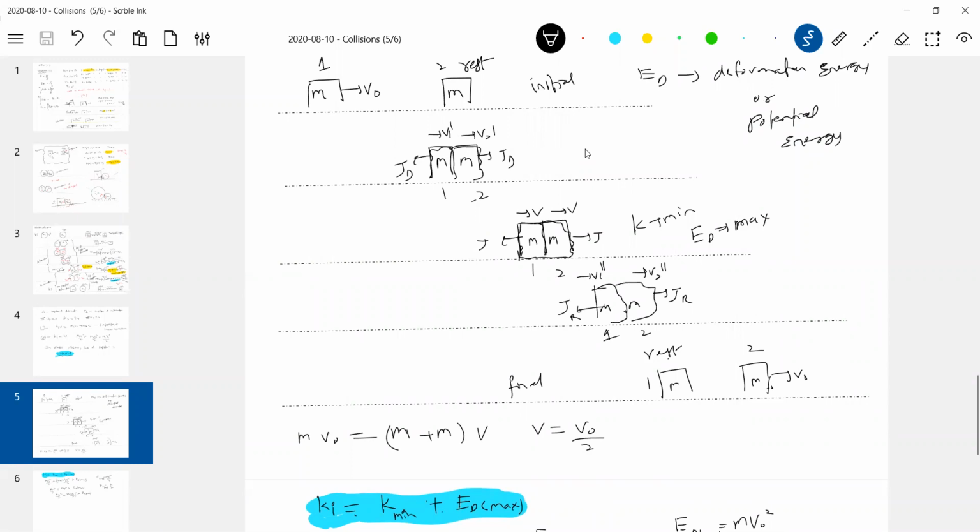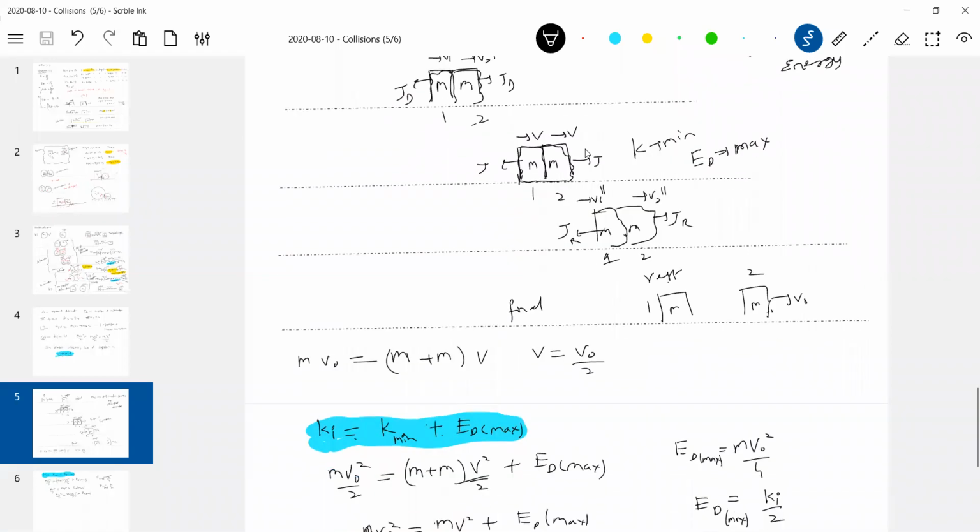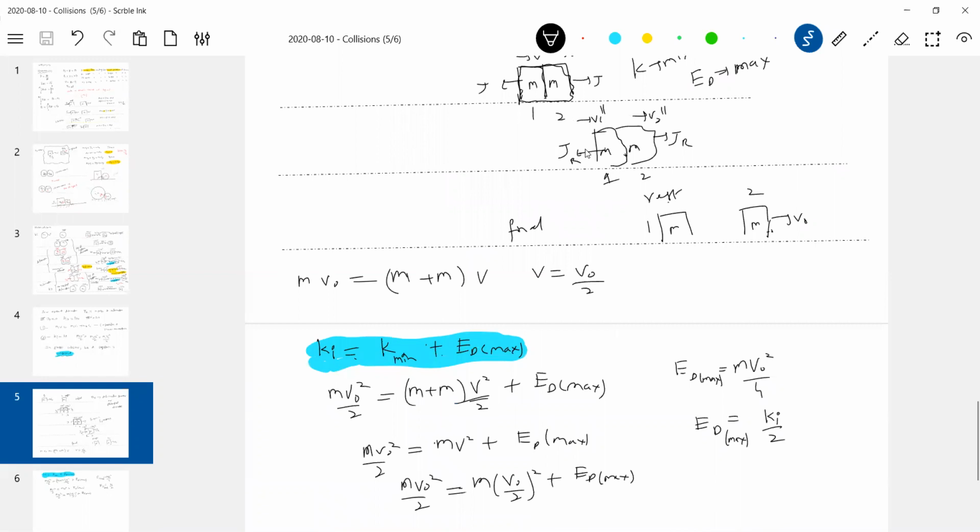Sir, you took the masses the same. I'll take 1 kg, 2 kg. Okay, you try it. Yeah, this is one example. I'm telling this for this given situation. So how to calculate the maximum deformation energy during collision? There's a method.